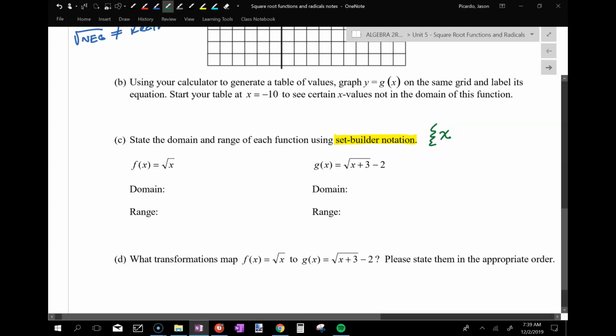You do a variable. You do a vertical line. You do some sort of inequality. And then you close up your bracket, right? That's your set builder notation. So it's basically what? It's basically an inequality with all this other jazz around it, okay?